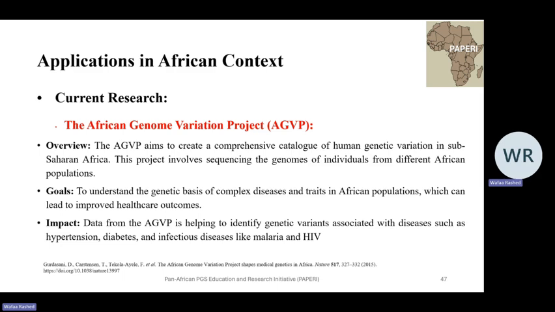Data from AGVP is helping to identify genetic variants associated with diseases like hypertension, diabetes, and infectious diseases like malaria and HIV.